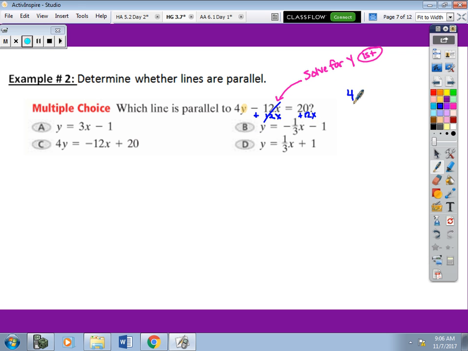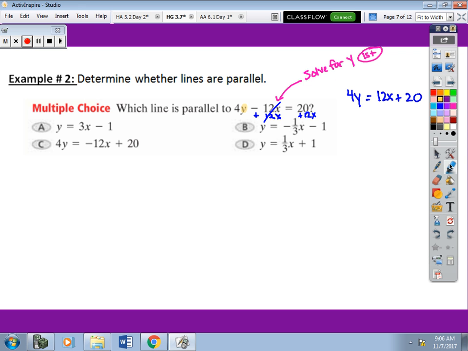So we will have 4y equals, now you cannot make this 32x because one has an x, one is just a number. So those are not like terms. All you can do is write them next to each other. So 12x plus 20. So 4y equals 12x plus 20.